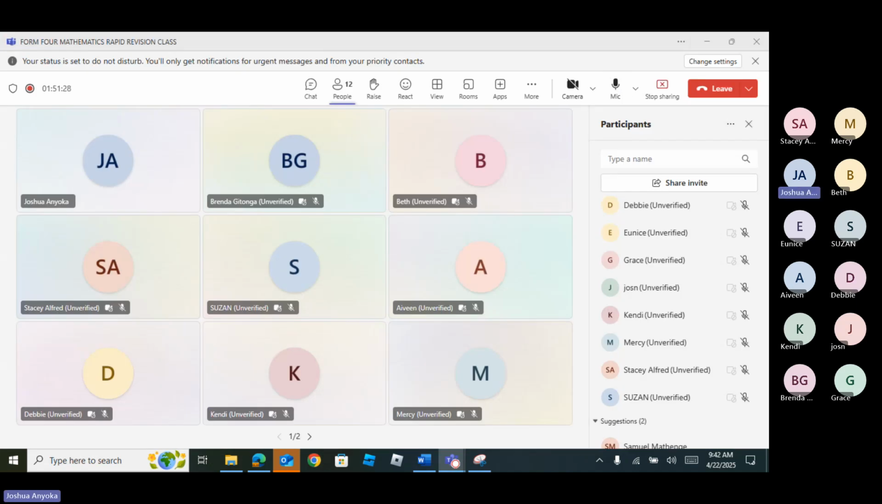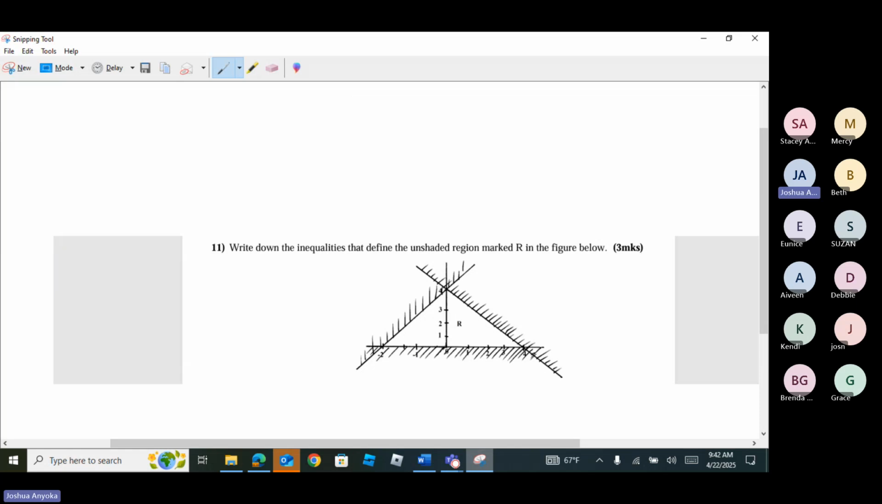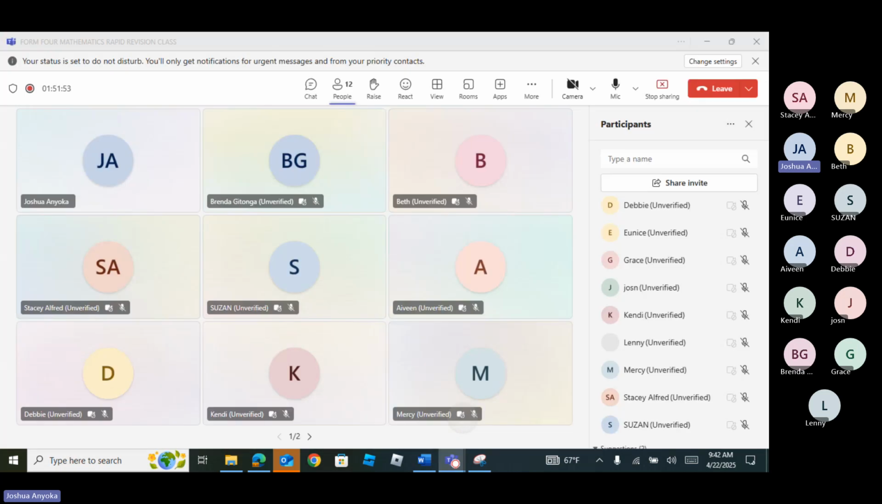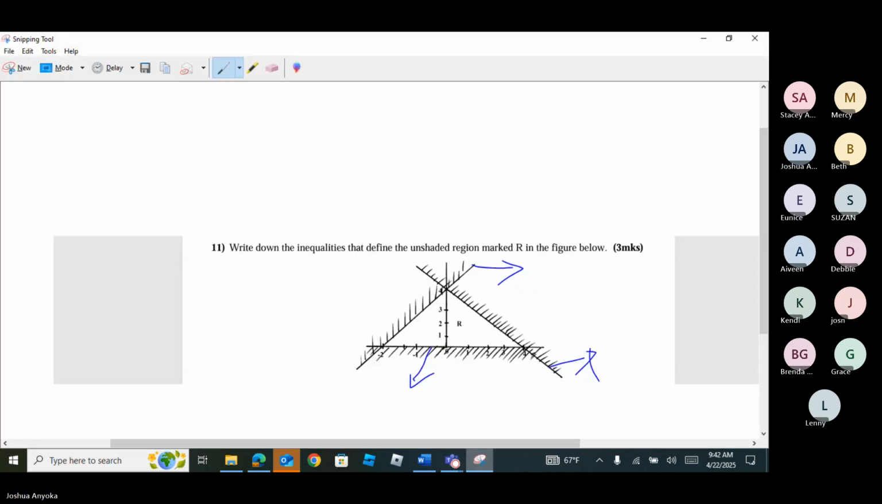By now you are done. Somebody to give me the inequalities to answer. Come to this one, and then this. The others will confirm. Raise up your hand. Unmute and give us what you have.